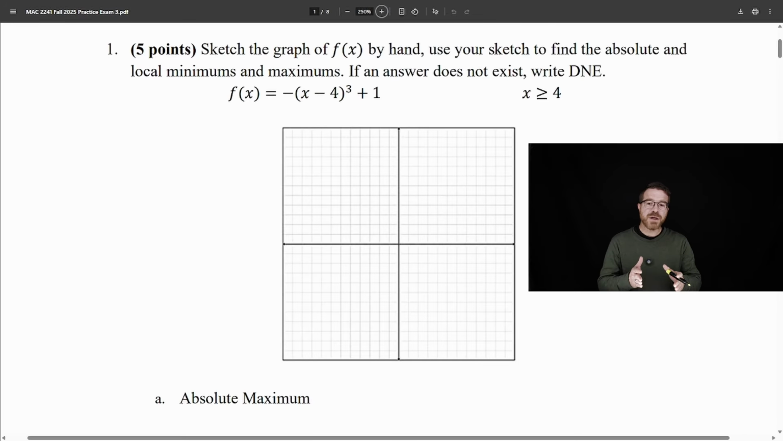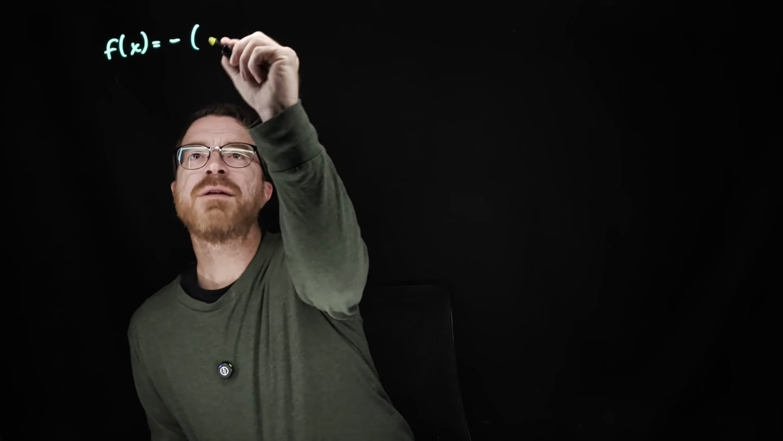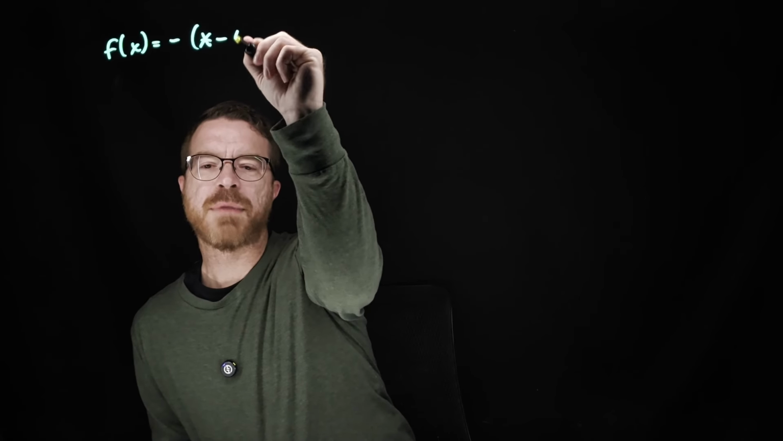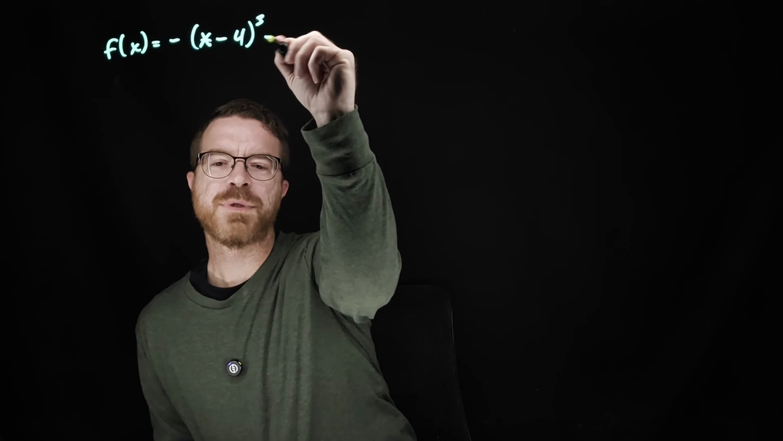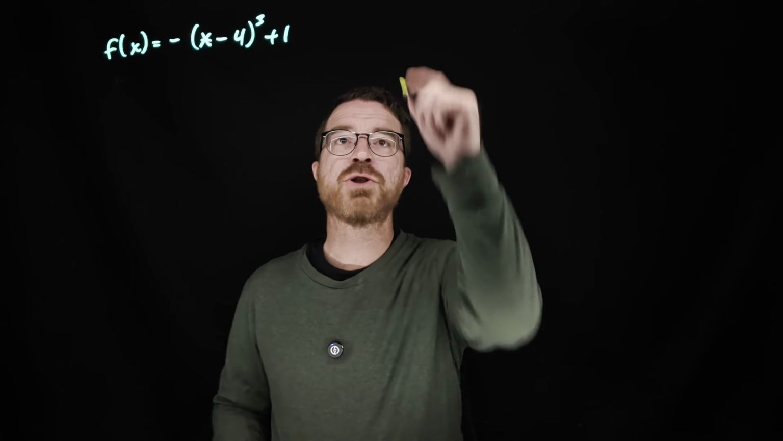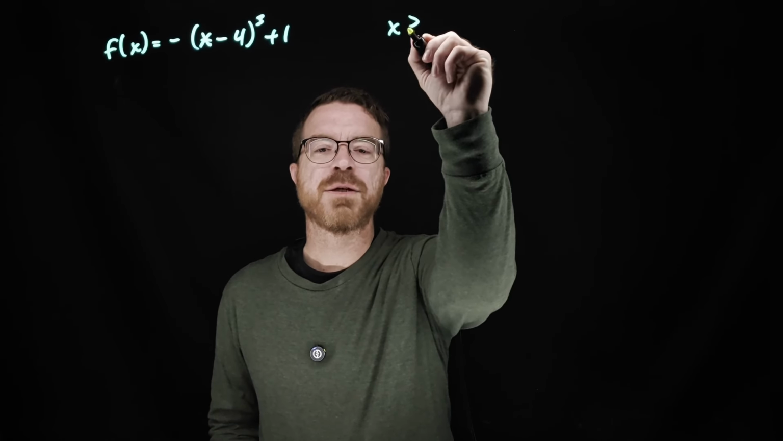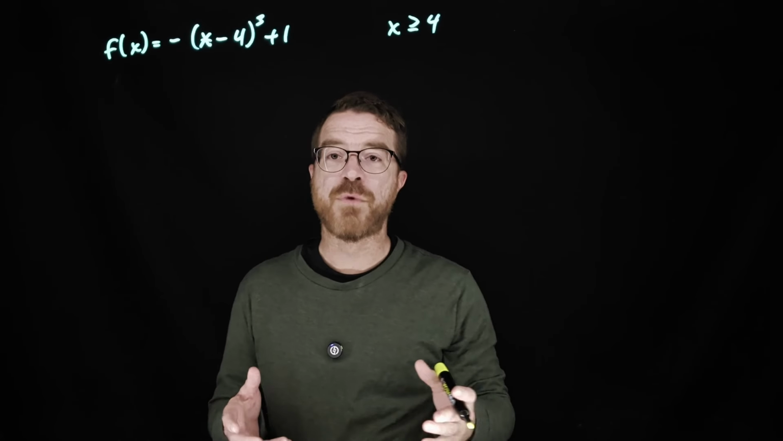So we're going to jump straight in, and our first problem says, sketch the graph of f of x by hand. Use your sketch to find the absolute and local minimums and maximums. If an answer does not exist, write DNE. And our function is f of x equals negative (x minus 4) cubed plus 1, and we have the restriction that x is greater than or equal to 4.